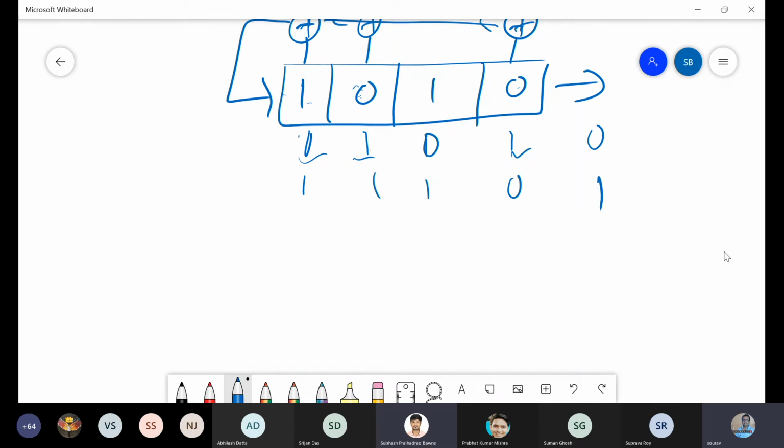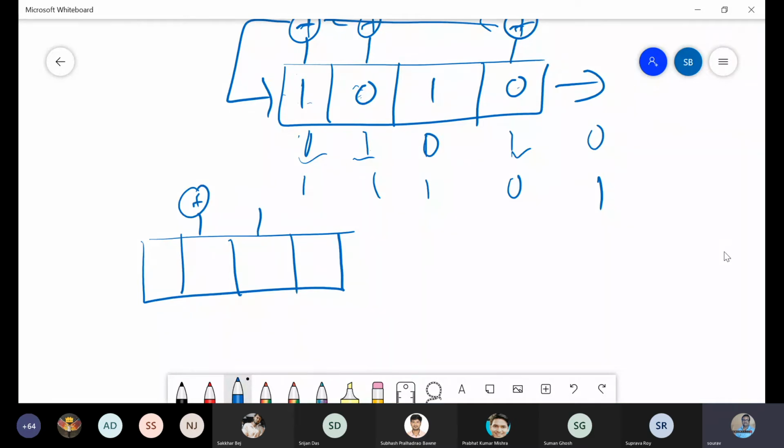Sir, up to 7 steps. Up to 7 only? 7, sir. Come on. So there is no, but you should get 1 plus x cube.